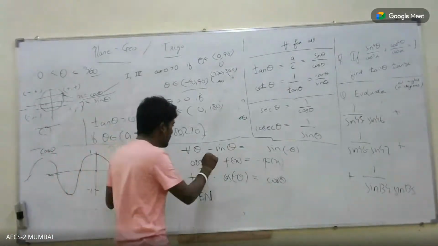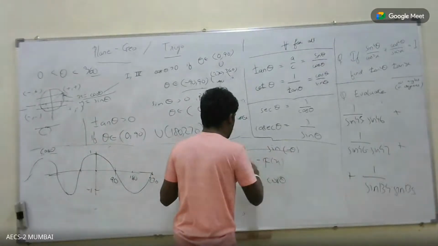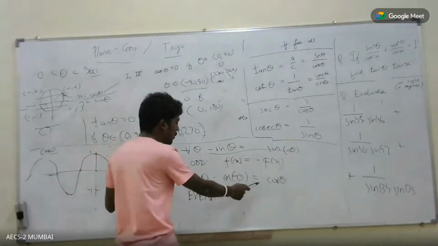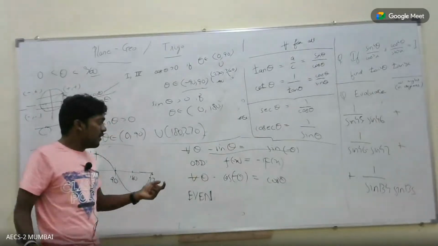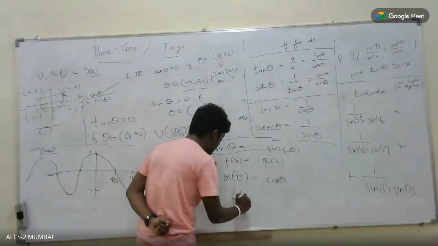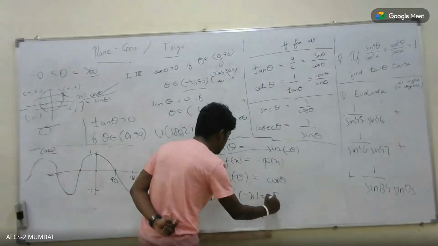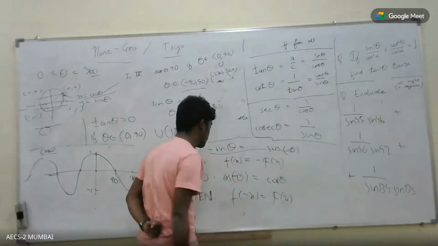End of the day, you have to remember this fact. Sine of minus theta is equal to minus sine, and cos of minus theta is equal to cos. In general, functions that satisfy f of x equal to f of minus x are known as even functions.